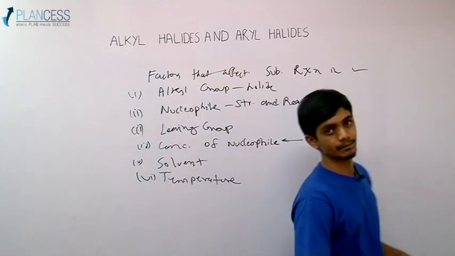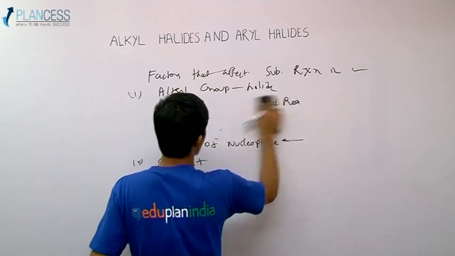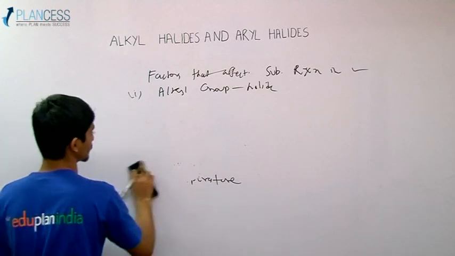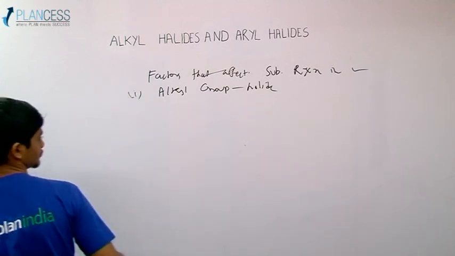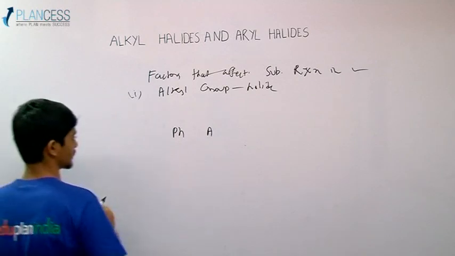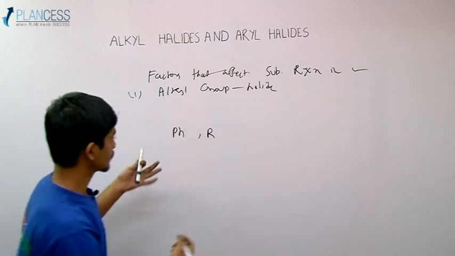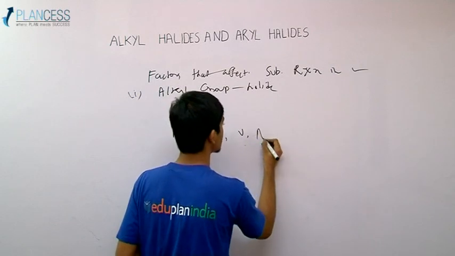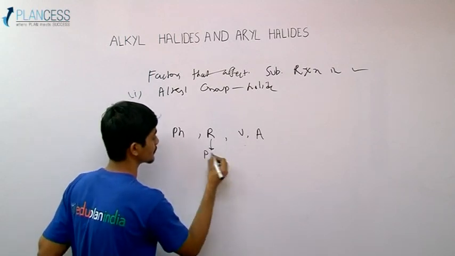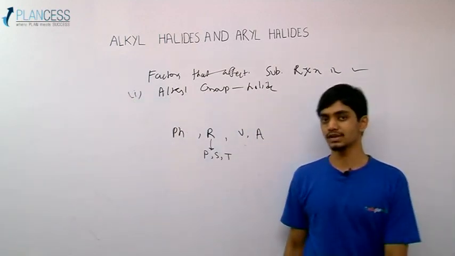Alkyl group present in the halide. How can it affect the rate of the reaction or course of the reaction? First of all, what are the different alkyl groups? For understanding how it affects, we need to understand what the different alkyl groups are. So, we have phenyl, we have normal simple open chain alkyls, which we normally represent by R group. Then we have vinylic, we have allylic, and in the R group, which is normal open chain, we have primary, secondary, tertiary. So let us see how these groups affect the nucleophilic substitution reactions.